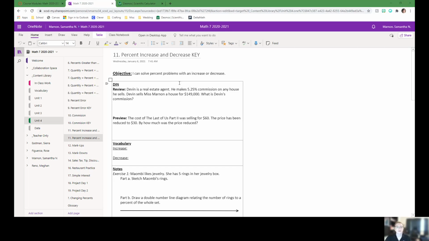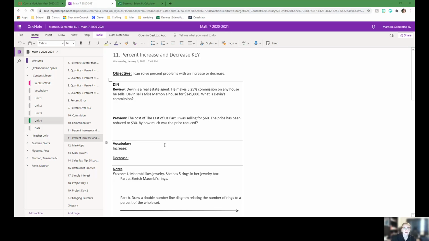Hey scholars, so today we're going to talk about percent increase and decrease. Later next week, we're going to start talking about specific kinds of increase and decrease, but this is just going to be kind of a generic: does it increase, does it decrease? We'll see a lot of these questions with population on our state test. So it's like, the population of this city was this, now it's this, what was the increase or decrease?